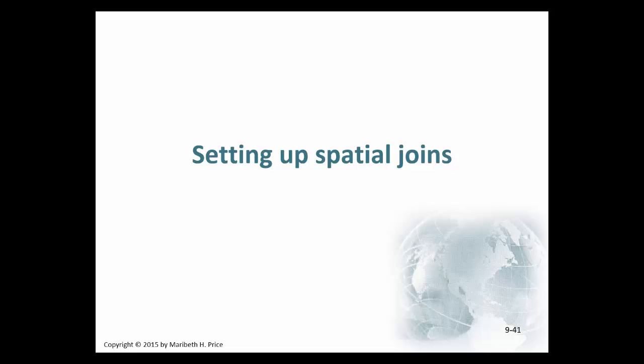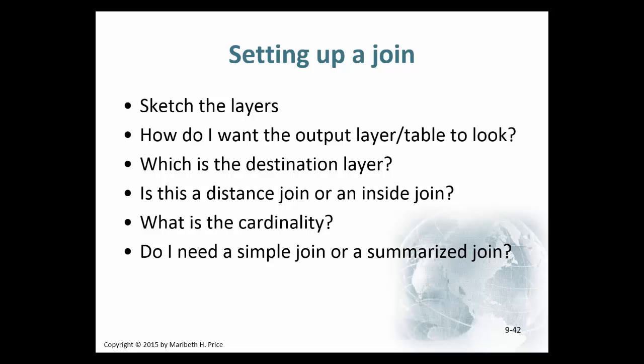When creating spatial joins, always right-click on the destination layer in the table of contents to start the process. These tips will help you decide on the options to select. How should the features and tables look? What is the destination? Which is the source? What is the cardinality? Will a simple join work, or do you need to summarize?